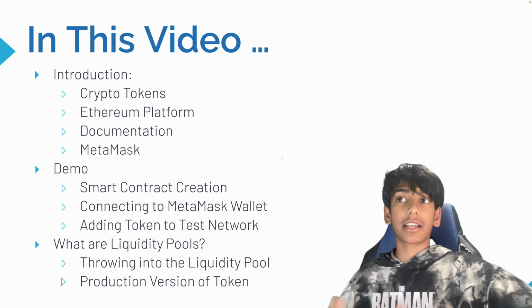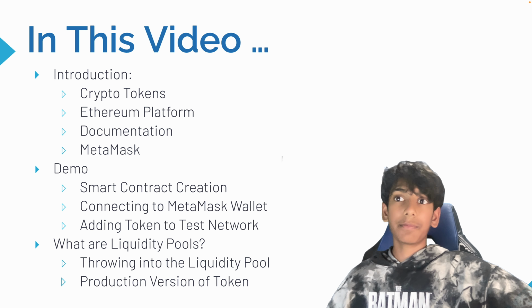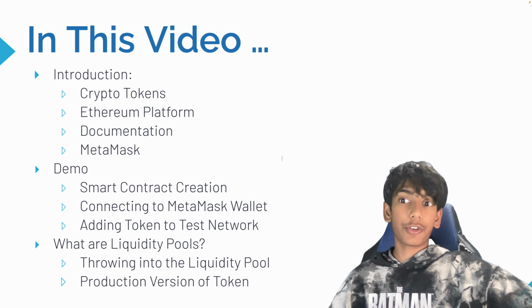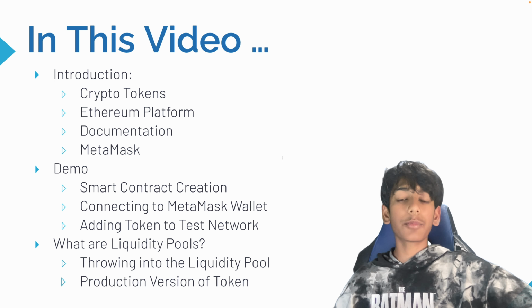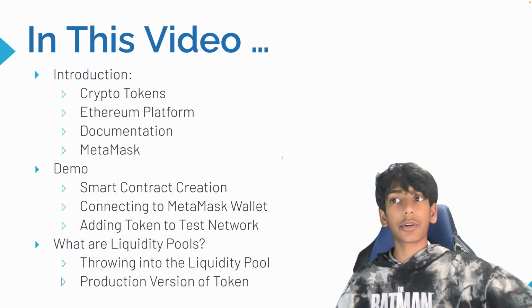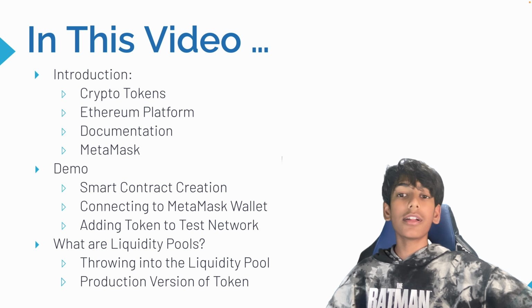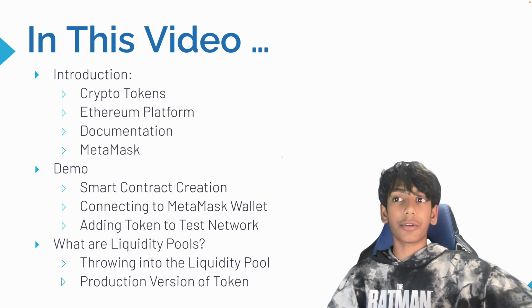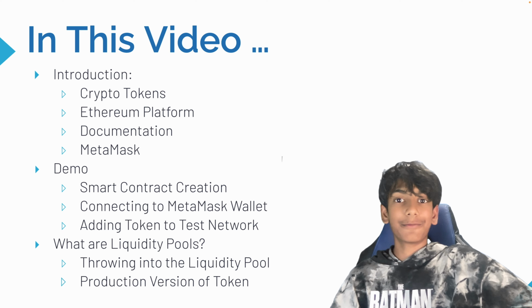But first, we have to make a smart contract, and then connect that smart contract to our Metamask wallet. Then we can add our token that we've created to our test network. Then after we add it to the test network, we're going to have to put our token into liquidity pools. So then I'll introduce that too. We'll throw it into our liquidity pool. And then finally, I'll show you how to put your token into production so that you can actually have a real token in the market.